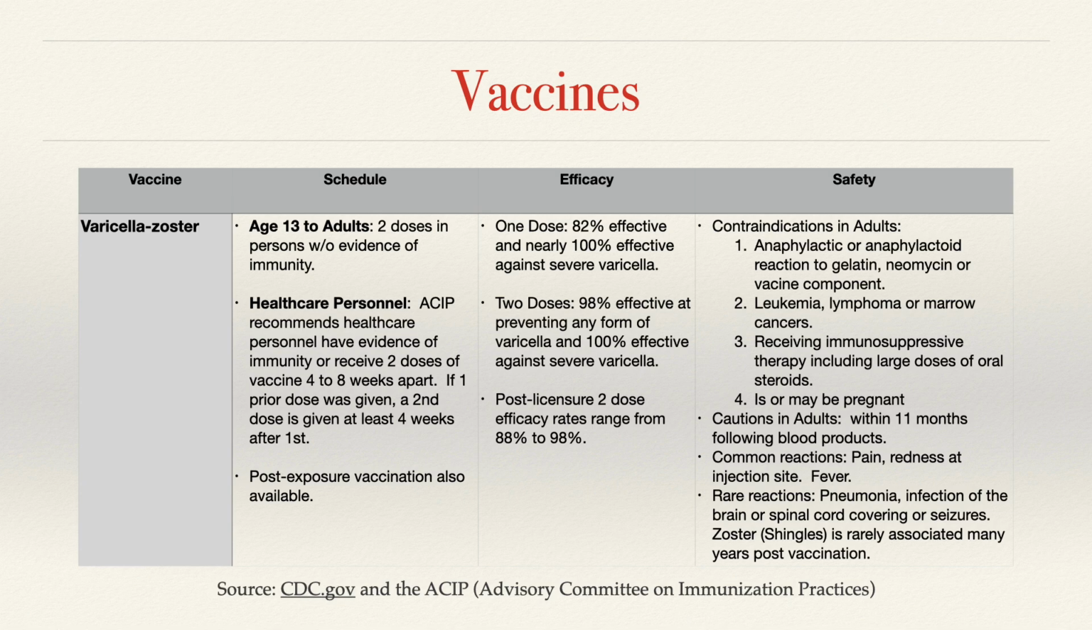For varicella zoster, the schedule indicates use between age 13 to adults, 2 doses, and persons without evidence of immunity. For healthcare personnel, the Advisory Committee on Immunization Practices recommends evidence of immunity or have received 2 doses of vaccine 4 to 8 weeks apart. Post-exposure vaccination is also available.